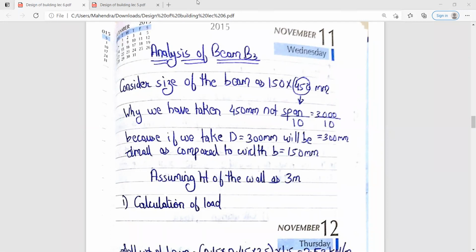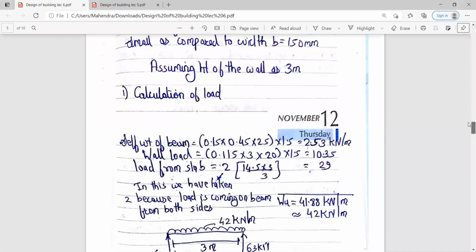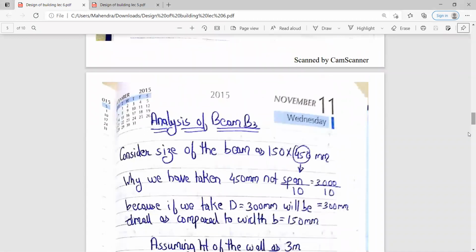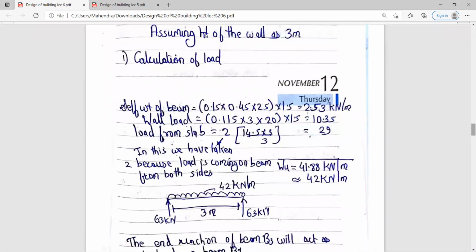So now assume the height of the wall as 3 meter. Now proceeding to the loading calculations. First of all, you need to calculate the self weight of the beam, that is B into D into density into factor of safety, that is 1.5, as you have to calculate the ultimate load. So here only we are going to multiply it by 1.5. So 0.15 is B, 0.45 depth, and 25 is density, into 1.5. So the self weight of the beam you get is 2.53 kilonewton per meter.